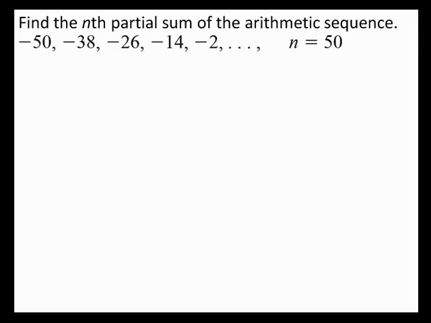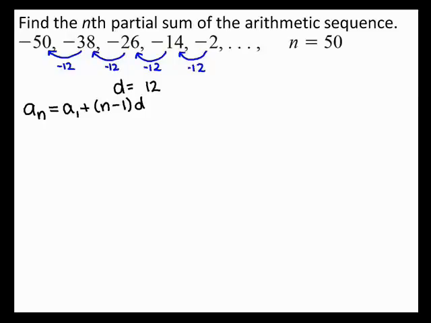Find the nth partial sum of the arithmetic sequence negative 50, negative 38, negative 26, negative 14, negative 2. N is equal to 50. To get from negative 2 to negative 14, negative 14 to negative 26, from negative 26 to negative 38, and from negative 38 to negative 50, you have to subtract 12. So you find that D is 12. Use the formula a sub n is equal to a sub 1 plus the quantity n minus 1 times D.